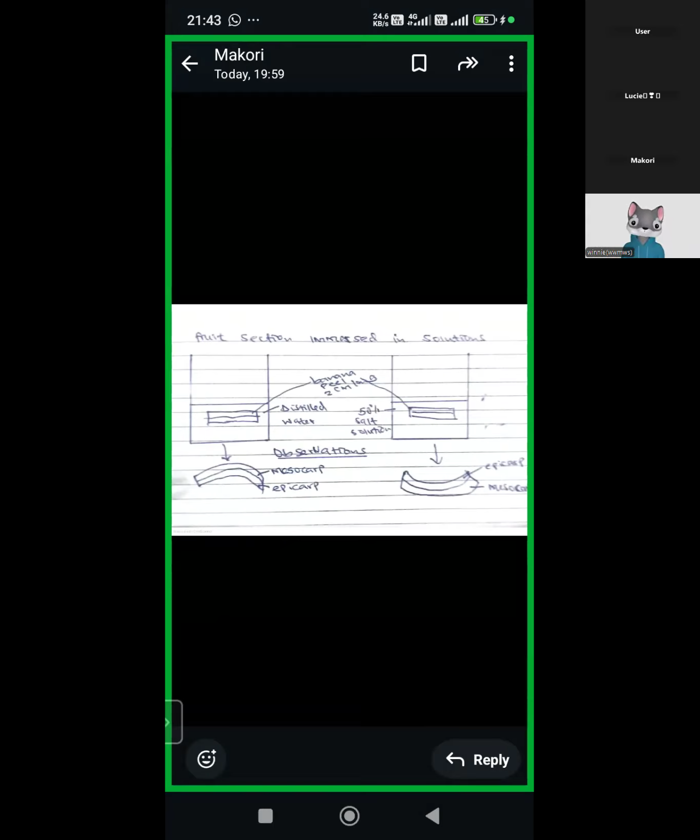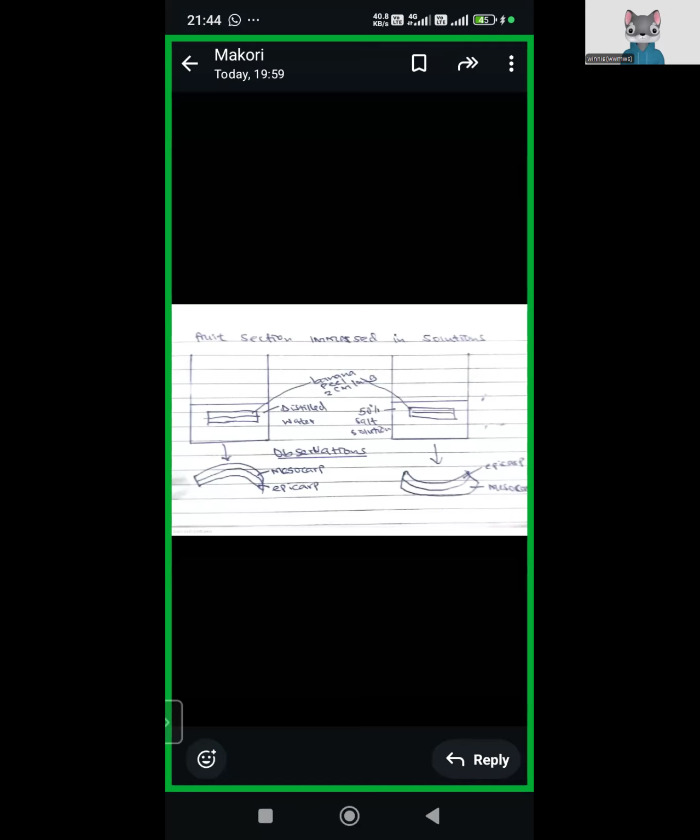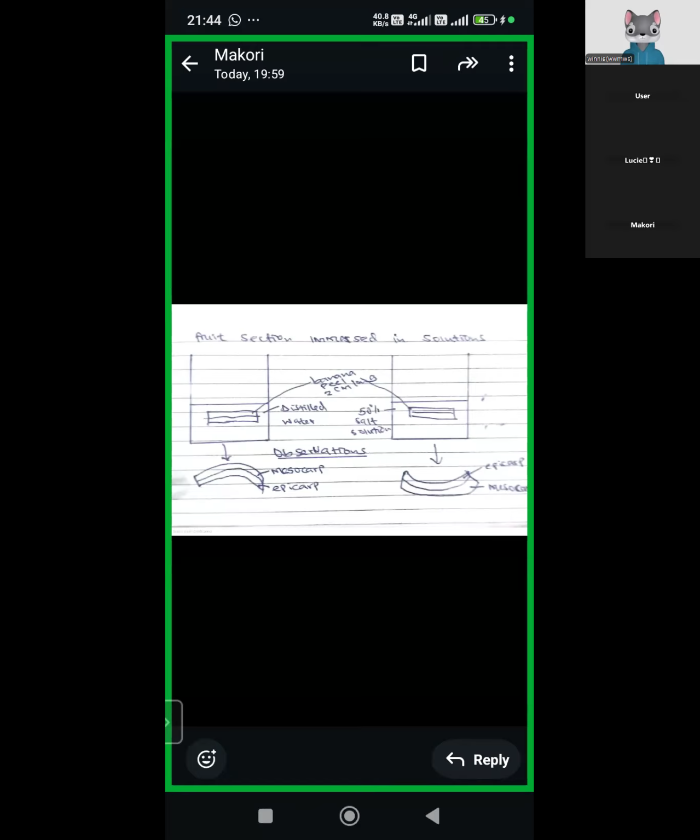Within your screens, you have a section of fruits that was immersed into solutions. The first solution is distilled water. The second solution is a 50% salt solution. Those structures that were placed within those solutions were banana peels that are 2 centimeters long. They were placed there, then left for 30 minutes. Then the observations that are supposed to be made are as shown there.